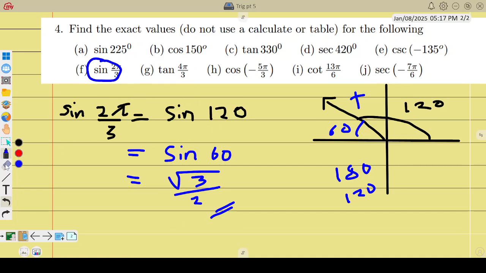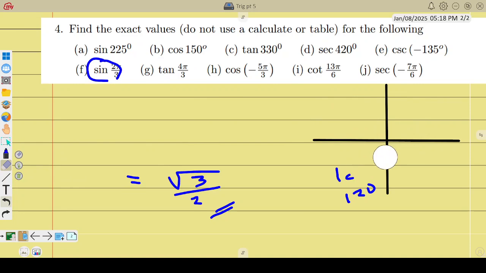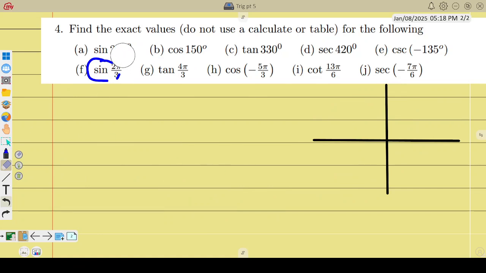We proceed. So am I too fast? No, I speak very, very slow. That's my weakness even. Yeah, so you should be able to get these. So this is just a form of revision. And then what is tan 4 pi over 3? So we have tan 4 pi over 3.